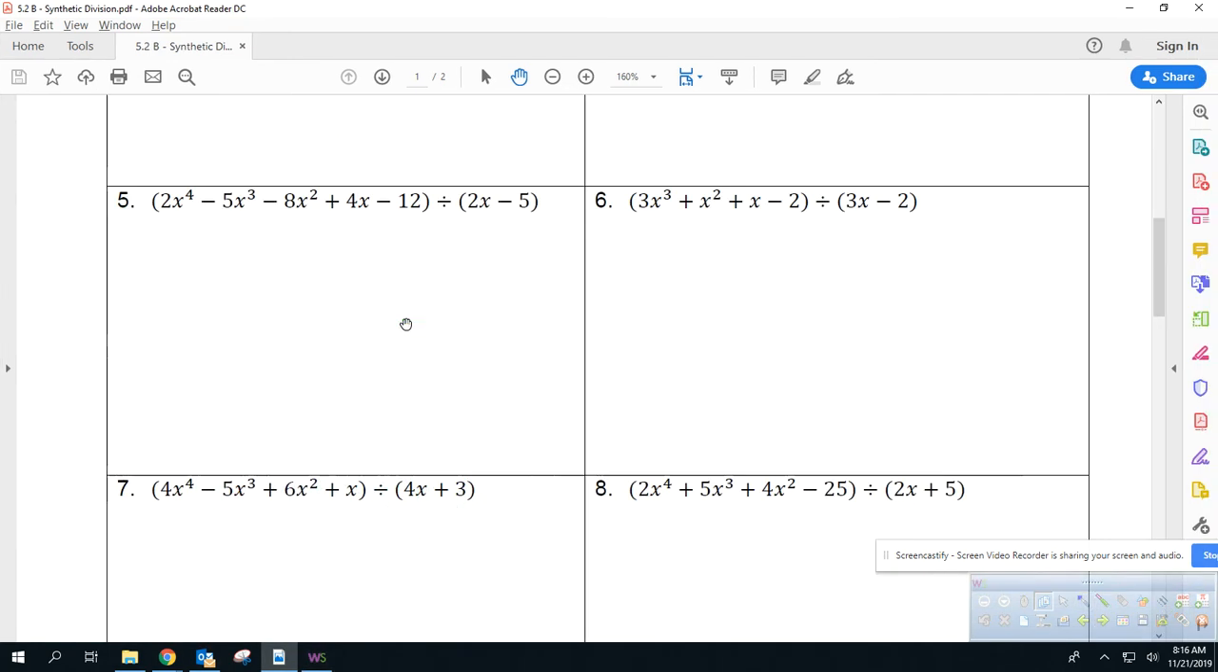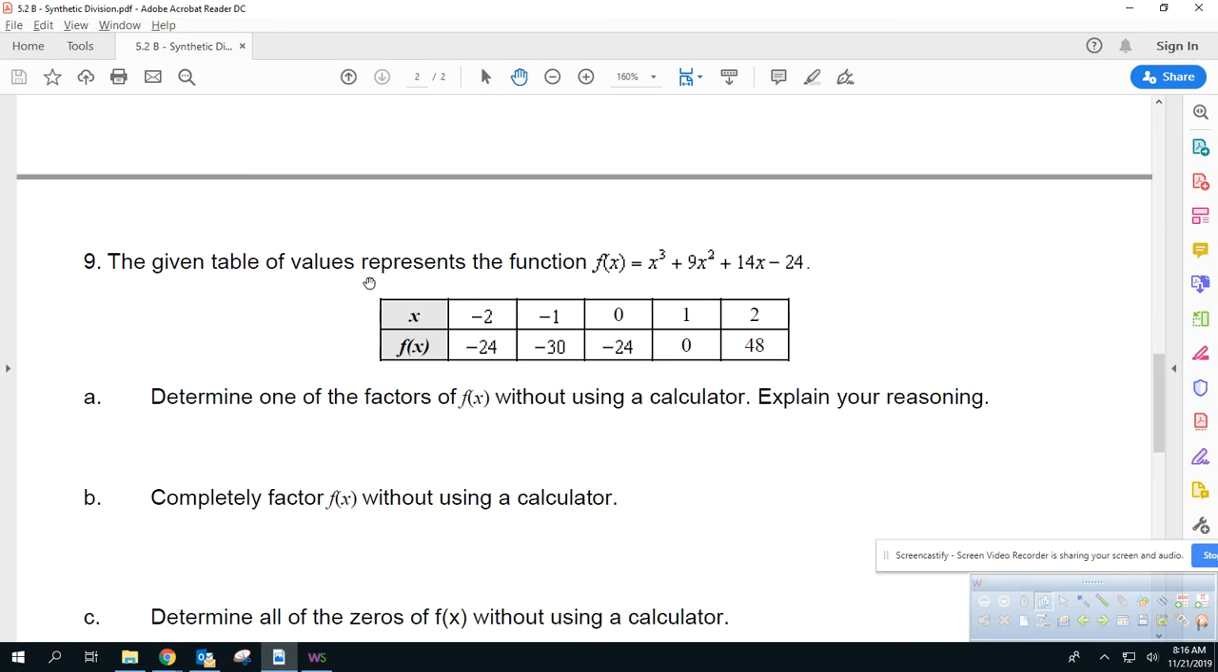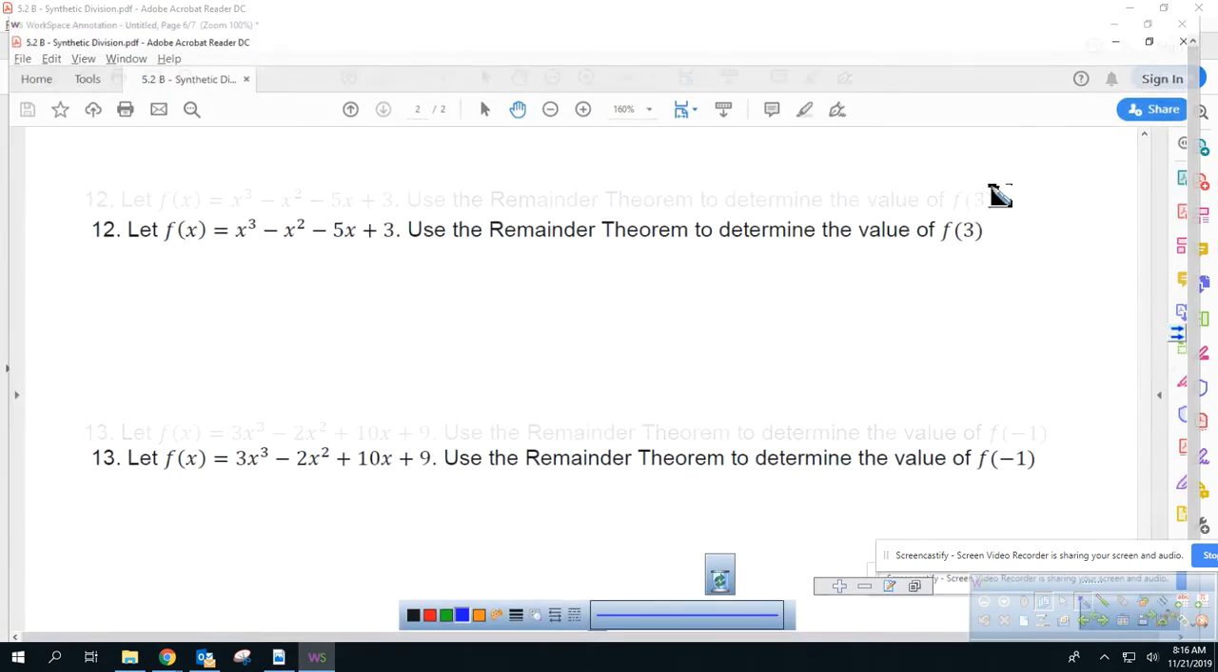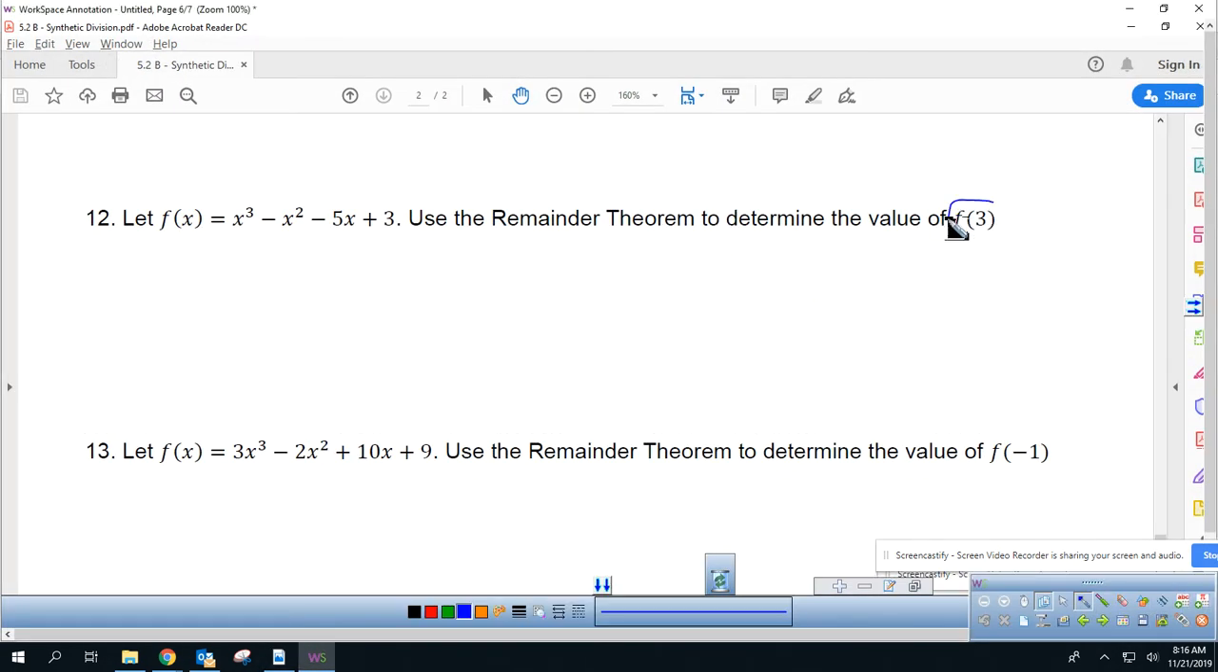And I want to show you something, and that's very important. Scroll down to number 12 and 13. Number 12 and 13 ask you to use the remainder theorem to determine the value of f of 3. I'm going to show you real quick how we can do that. If you're doing f of 3, that means that x equals 3.